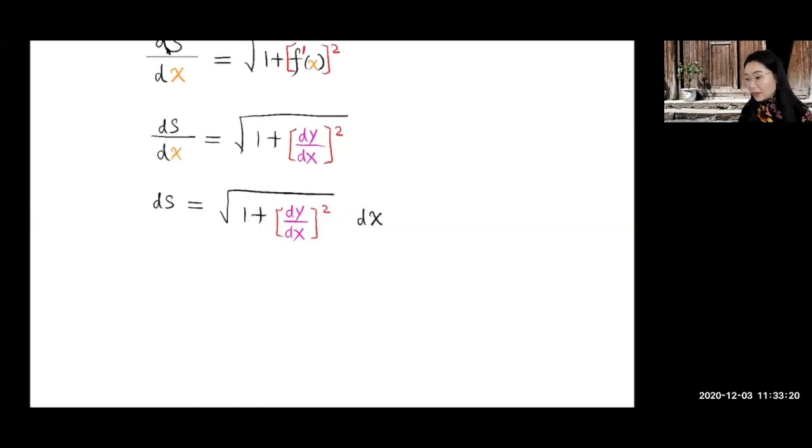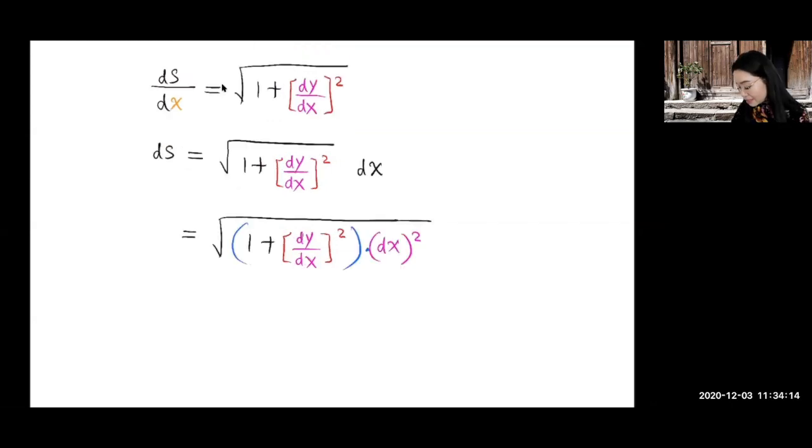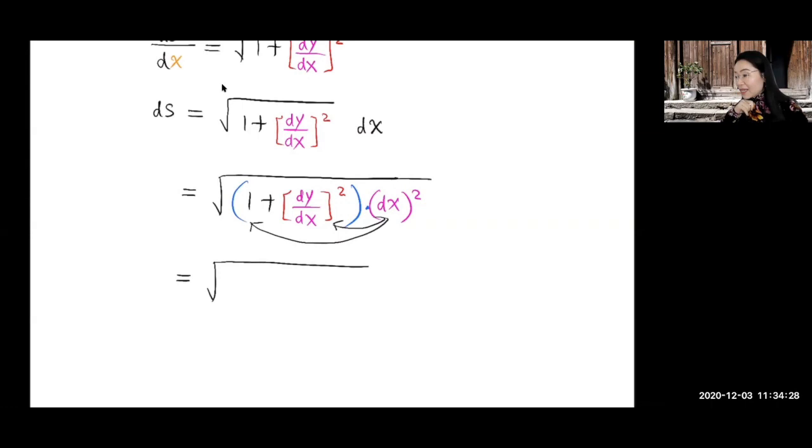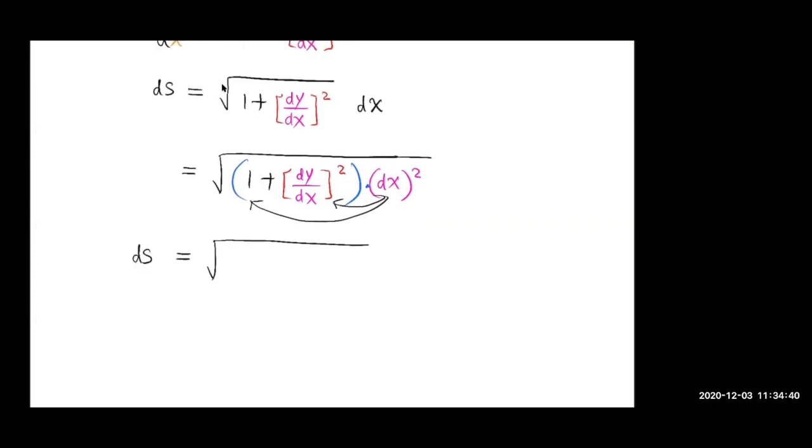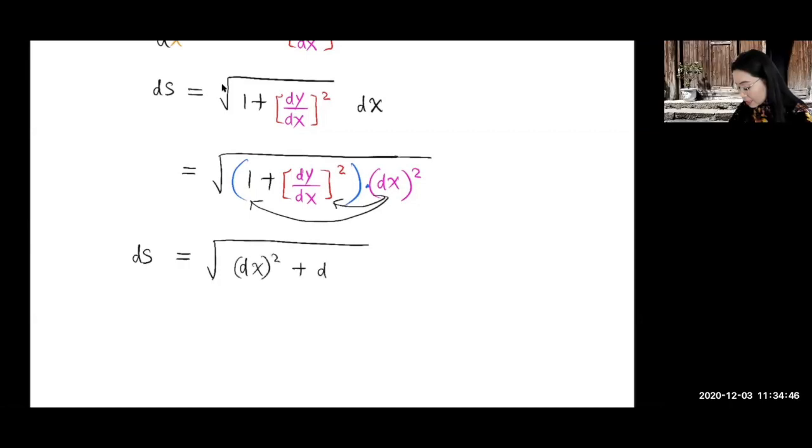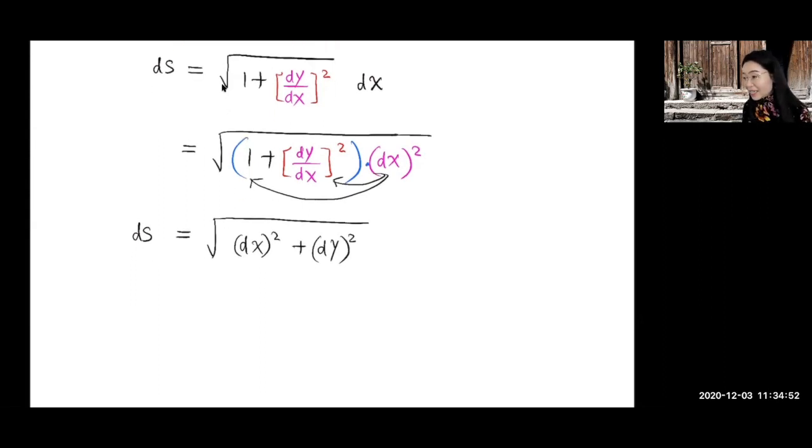Now we can do some algebra. Now I can square this dx and multiply inside this square root, right? So we can square this, and then distribute over here. So what do we end up with inside the square root? dx plus dy squared? No, dx squared plus dy squared? Yes, you got it. Good job. dx squared plus dy squared. Now this kind of reminds you of the Pythagorean theorem, right?